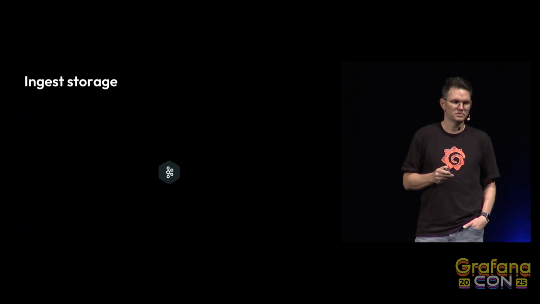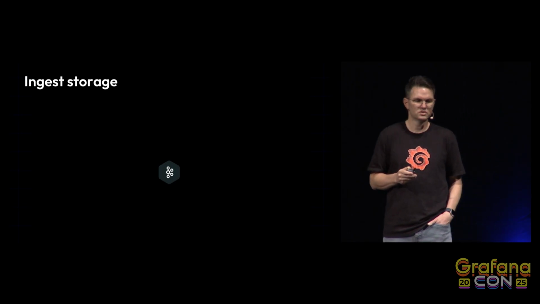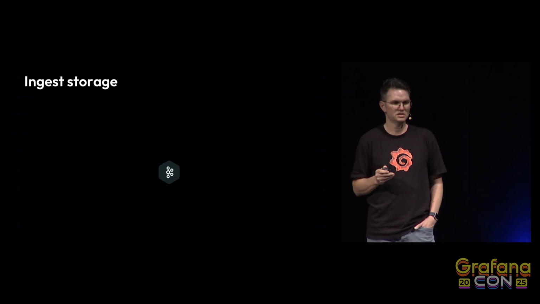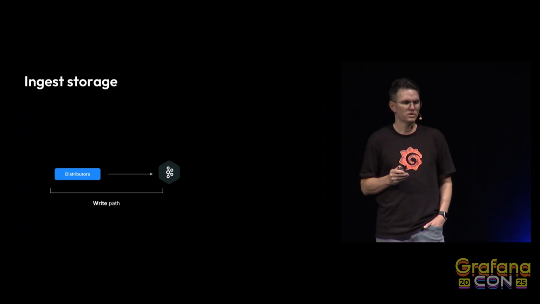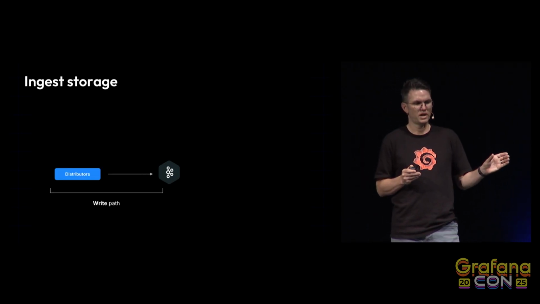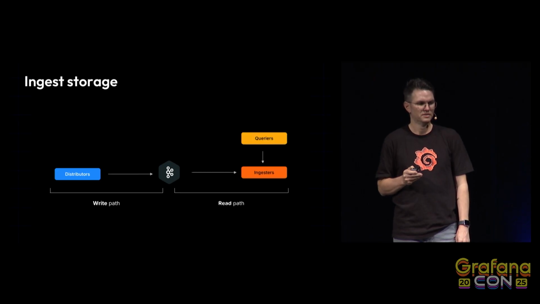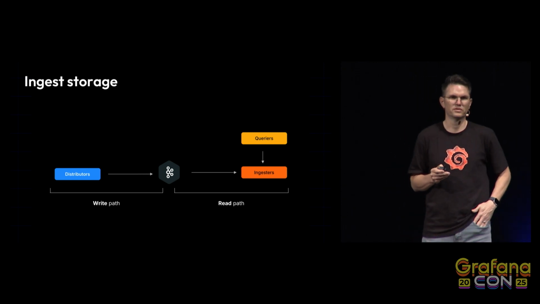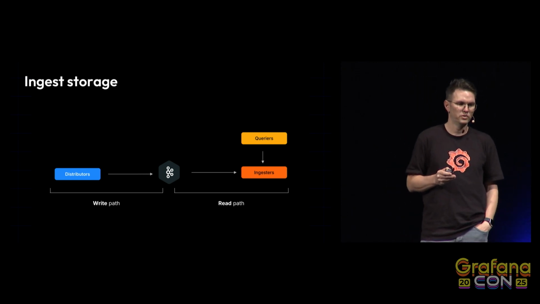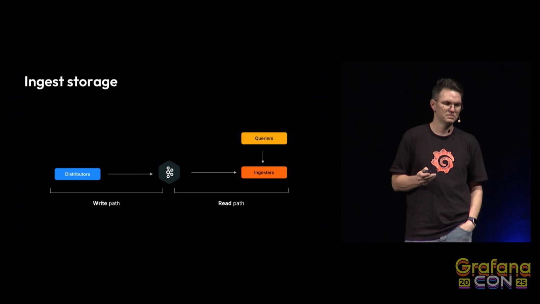Ingest storage starts with Kafka. So Kafka is central to the read and write paths in ingest storage. The way it works is distributors, as before, still write data. So write requests come into distributors. But rather than forwarding write data to ingesters, distributors are writing to Kafka. Ingesters, as we saw before, were kind of a central component, but they move over and become a read path only component. So ingesters consume data from Kafka in this architecture. Queriers query from ingesters, as they did before.